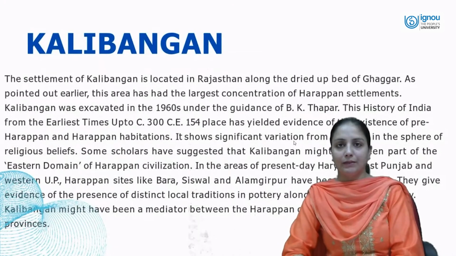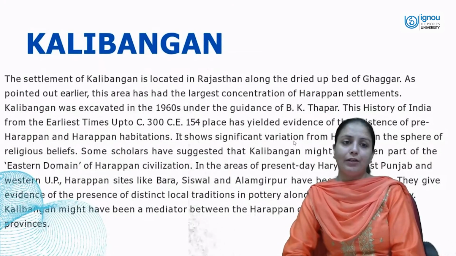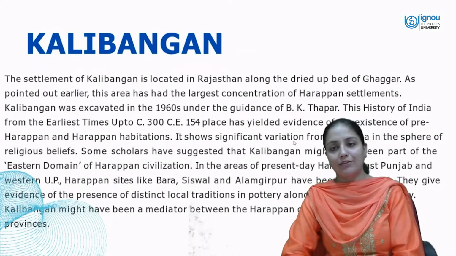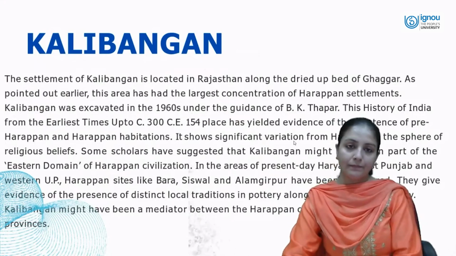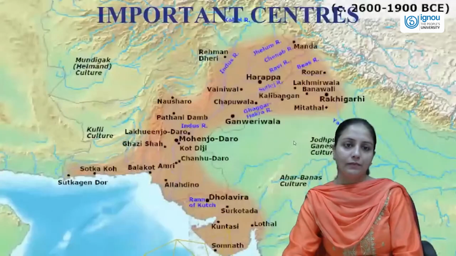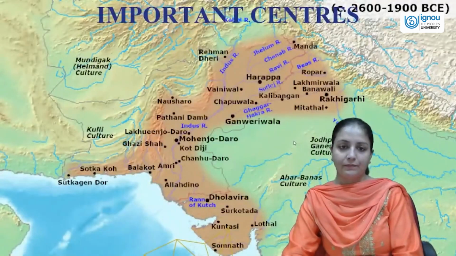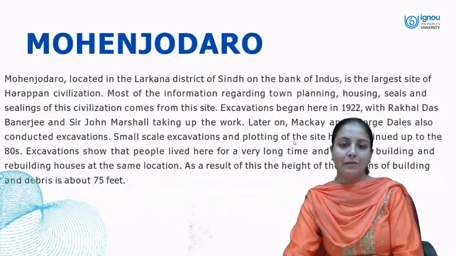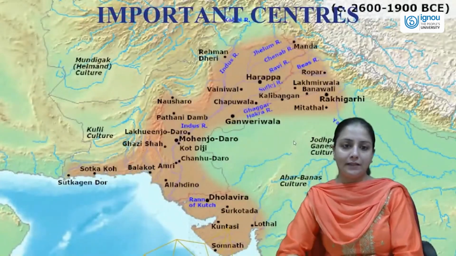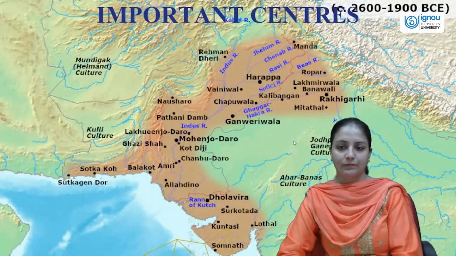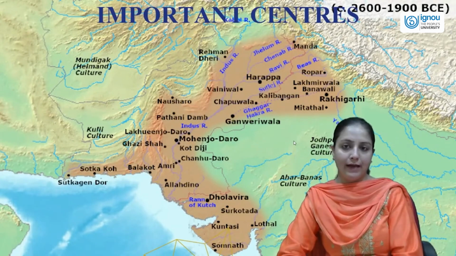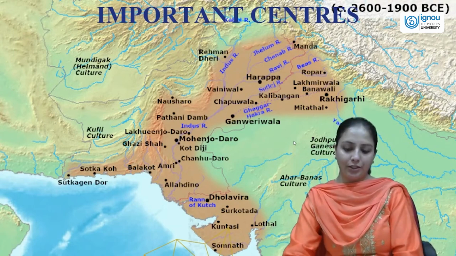Next, Kalibangan. The settlement of Kalibangan is located in Rajasthan, as you have seen in the map. Here is Kalibangan. You can see it on the downside of Harappa. Kalibangan is located over here.